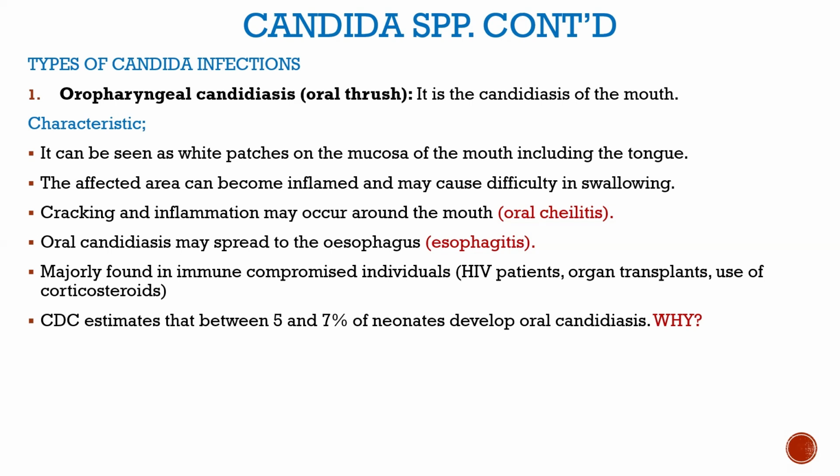They are majorly found in immunocompromised individuals, that is HIV patients or people that have just undergone organ transplants or use of corticosteroid drugs. So this Candida infection can invade more in people that are immunocompromised. The CDC, the Centers for Disease Control, estimates that between 5 to 7% of neonates develop oral candidiasis. Neonates are newborns.